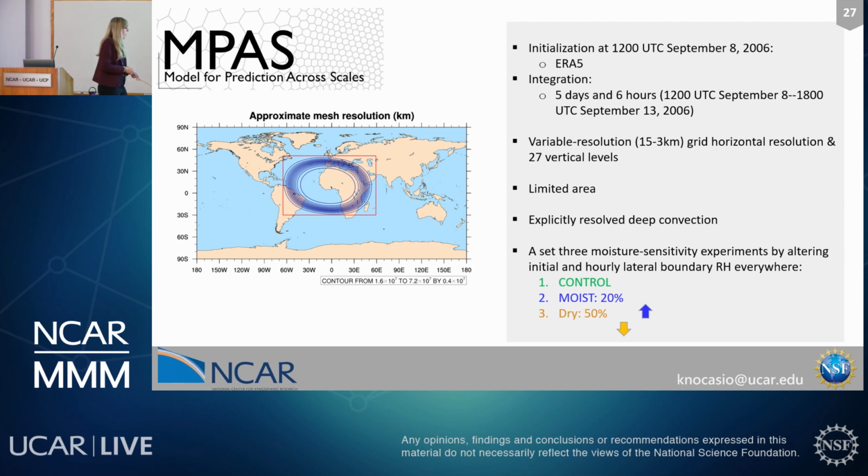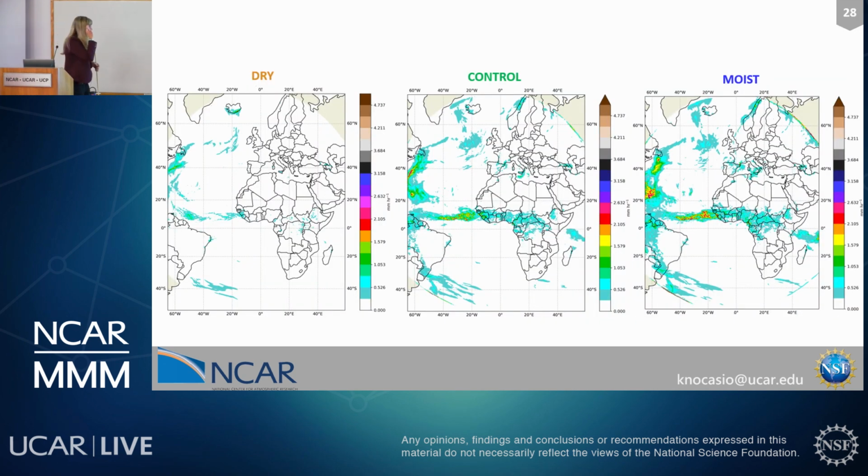So what I'm doing is I have a control run, and then I ramp up the relative humidity by 20%, and then I dry it out by 50%. And I do this for initial and lateral boundary conditions everywhere in the model. And then I just let it run and see what happens. And so, as expected, compared to control and dry, the moist simulation has more rainfall overall. This is the time mean rainfall rate over the simulated period. And then rain in the dry run was, well, the least amount.